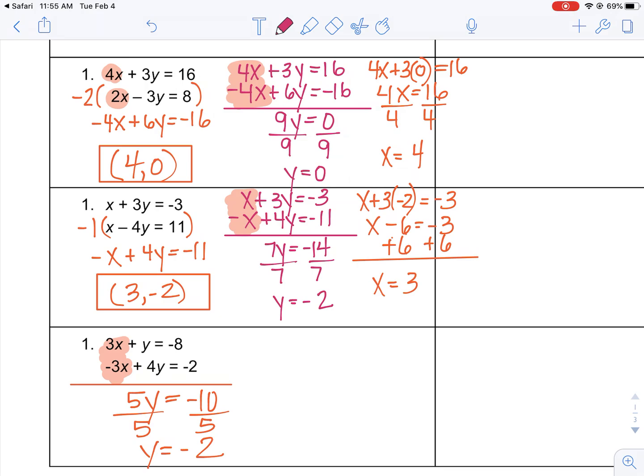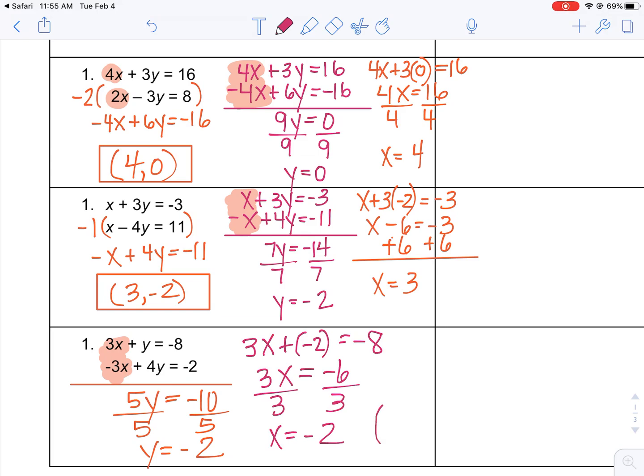I can then take that y equals negative 2 and import it back into the equation. I get 3x is equal to negative 6. Divide by 3. X is equal to negative 2. So my solution for this is negative 2, negative 2.